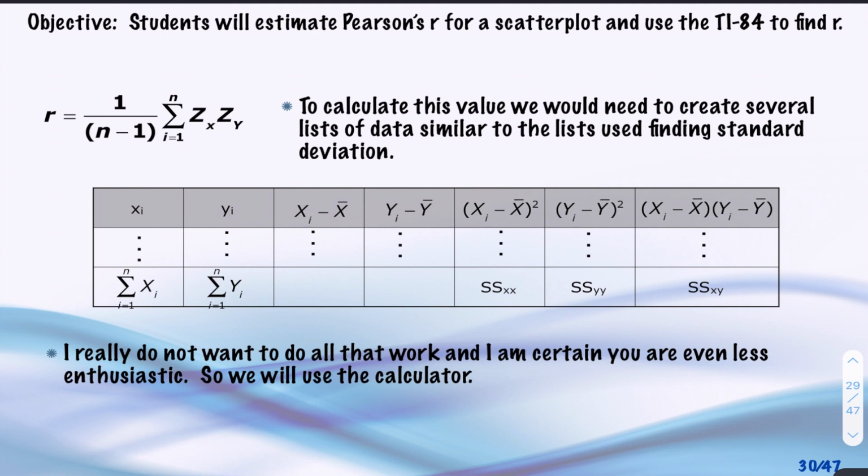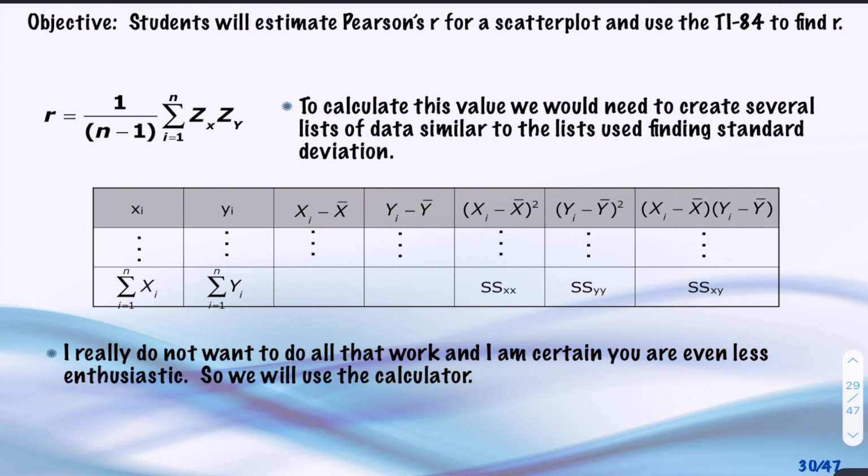So to calculate this value, we need to create several lists of data similar to the lists used in finding standard deviation. You sum up your x's and your y's, and then you find the difference of the x values minus the mean and the difference of the y values minus the mean. We would do the sum of squares for both, and then multiply them to get our correlation coefficient.